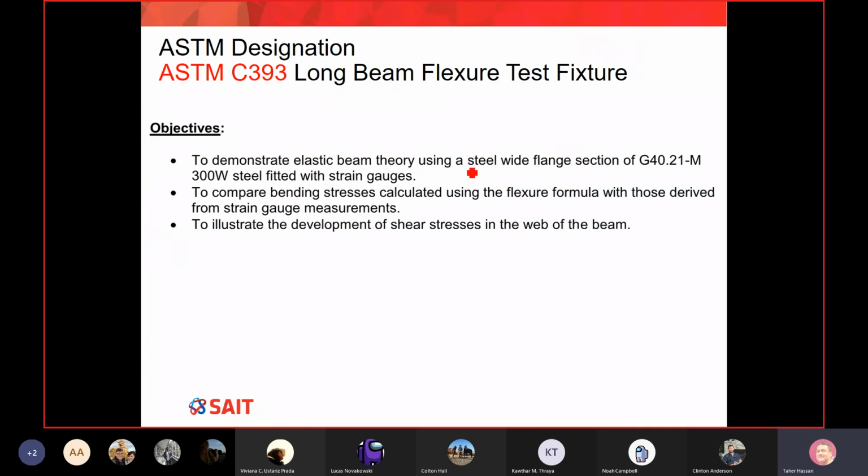Now let's look at our test for today. Our test, as usual, follows one of the testing standards. Our test designation today is ASTM C393. And in this test, really what we're doing is applying a bending moment on a beam. Okay. So why are we doing the test?